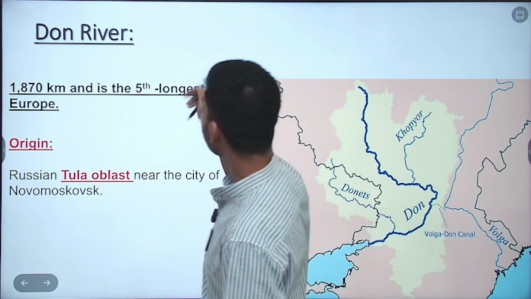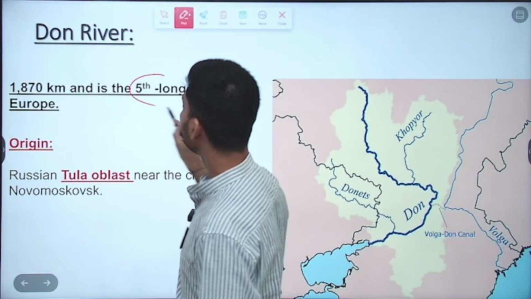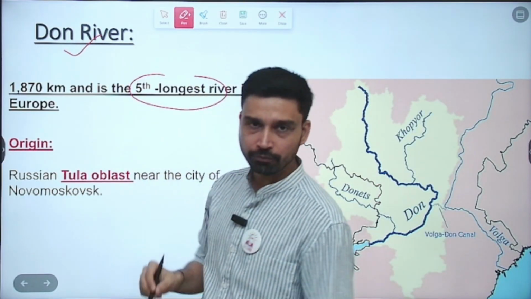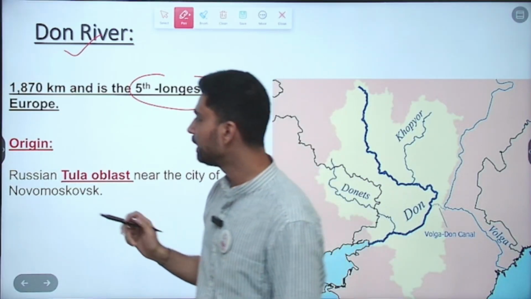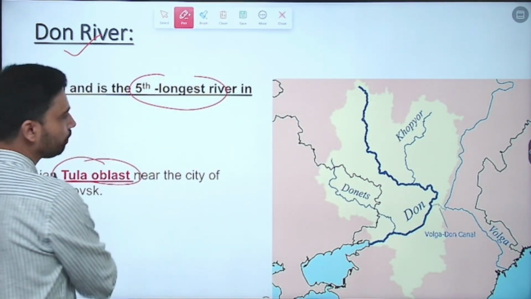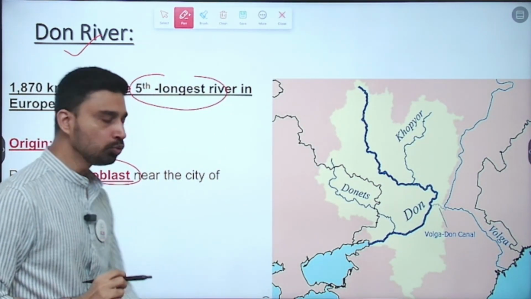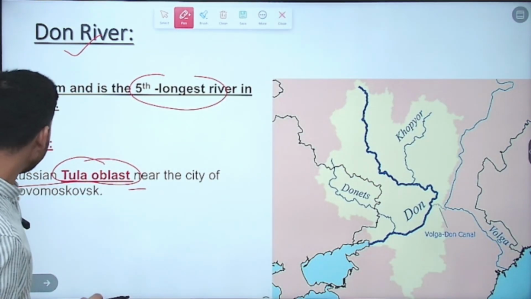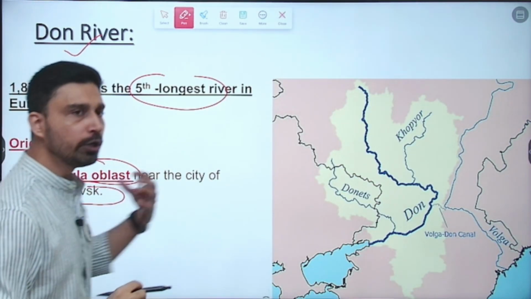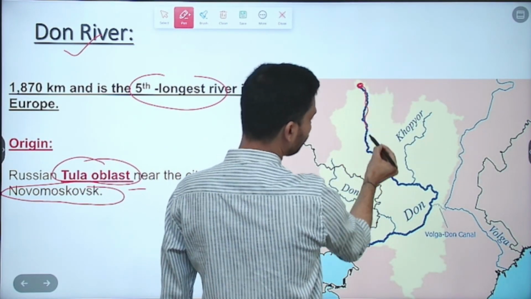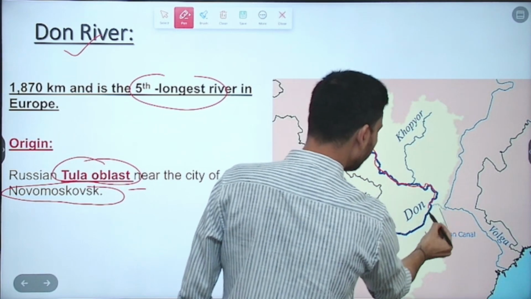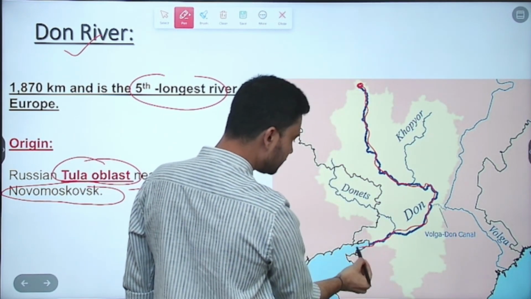Then the fifth longest river of Europe, if someone asks you, is what you call the Don River. Don is about 1870 kilometers in length. It originates again from Russia. The region is called Tula. So from Tula Oblast of Russia, near the city called Novomoskovsk or New Moscow, you have the origin here. You can see the Don River. Then the Don River flows through the entire Russian territory here, and then finally it drains out here.